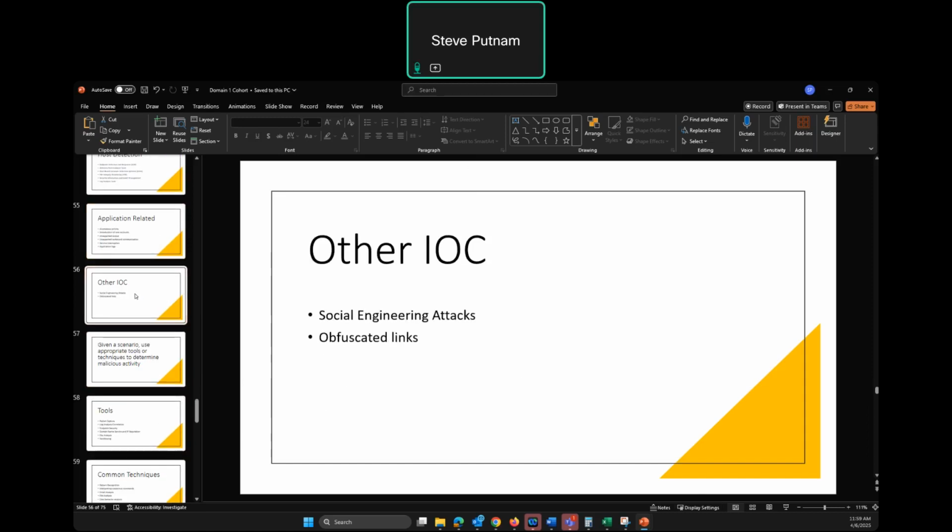Some other indicators of compromise. Of course, we have social engineering attacks, things of that nature that you may not pick up as quickly from the tools that you use, because social engineering is exactly as it sounds, social engineering. But these are some other indicators of compromise that you should look at.